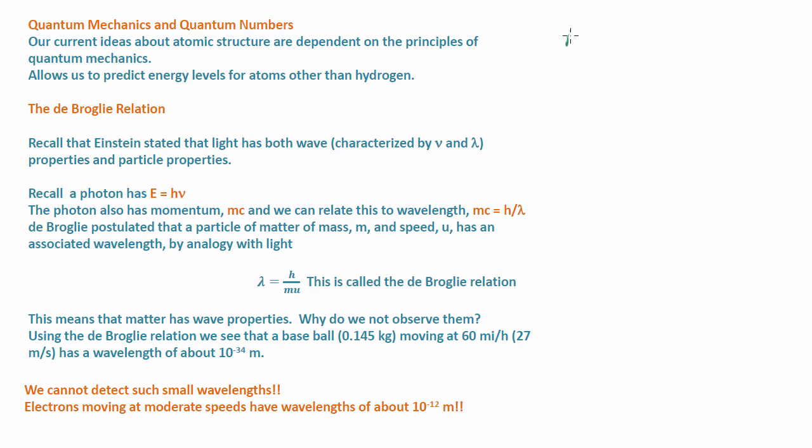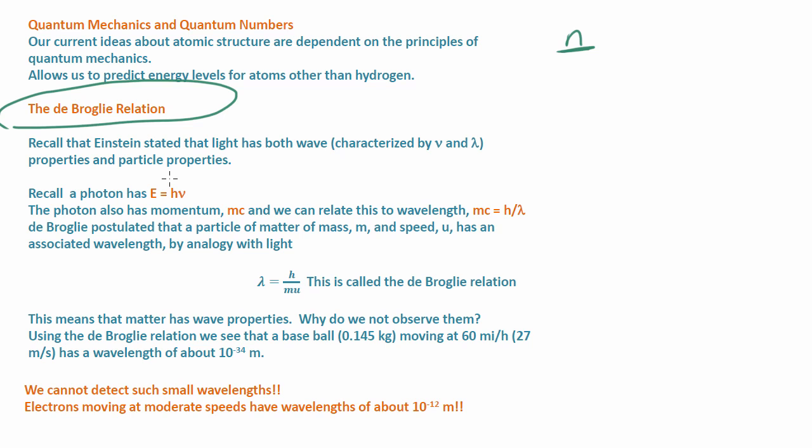We already know one quantum number, and that is n. Our current ideas about atomic structure are dependent on the principles of quantum mechanics. This theory applies to very small particles of matter, like electrons. Before we talk about quantum mechanics, we need to discuss the de Broglie relation. So the de Broglie relation, what is it?